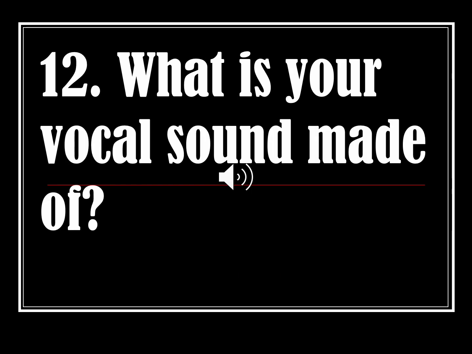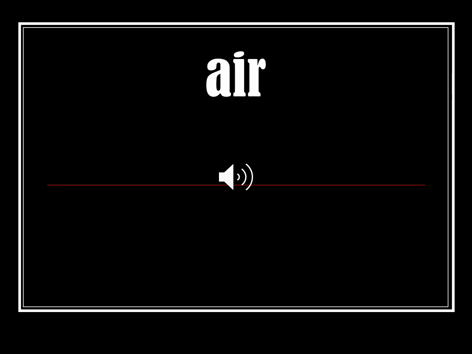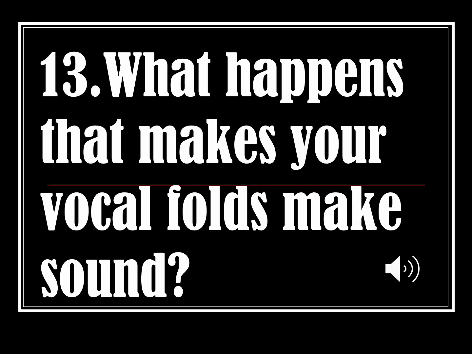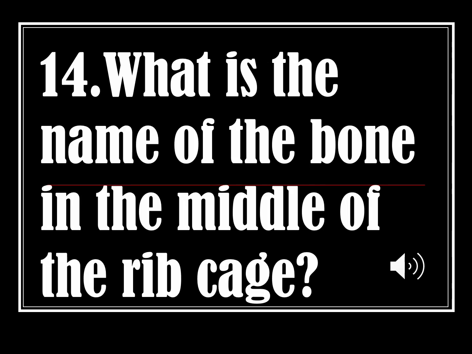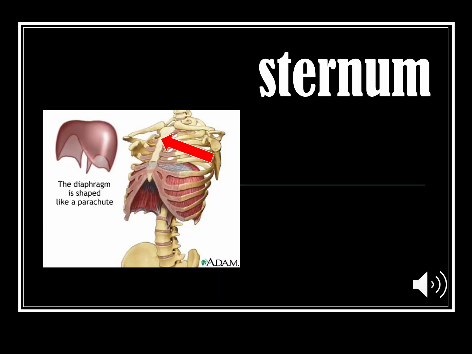What is your vocal sound made of? Air. What happens that makes your vocal folds make sound? Vibration. It is the air passing through the vocal folds, which are those two tiny little muscles, causing them to vibrate back and forth. What is the name of the bone in the middle of the rib cage? Your sternum.